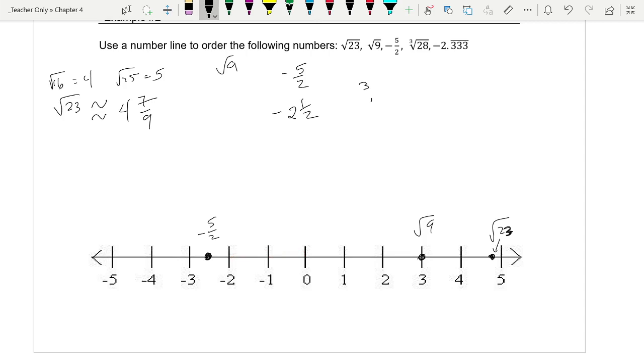The cube root of 28. Ooh. Anybody know their perfect cubes? Well, 1 is a perfect cube because it's 1 times 1 times 1. 8 is a perfect cube because it's 2 times 2 times 2. 27 is a perfect cube because it's 3 times 3 times 3. And the next perfect cube is way up there at 64. So the cube root of 28 is going to be way closer to that number.